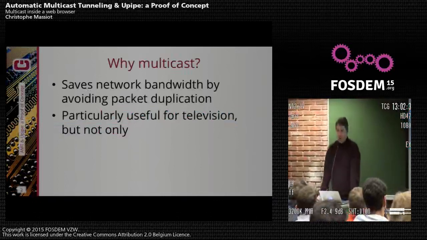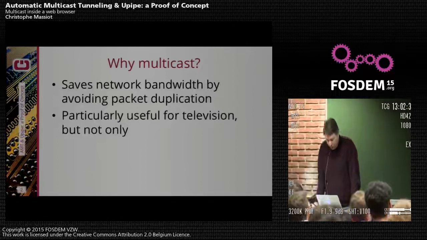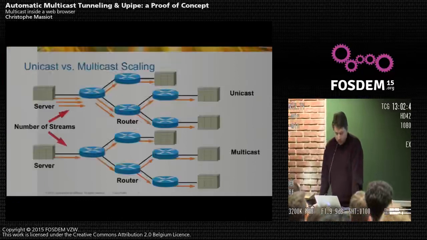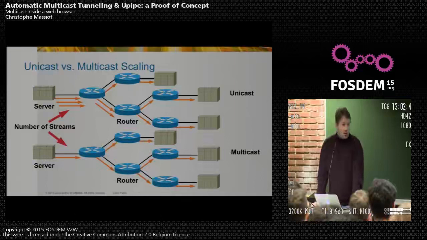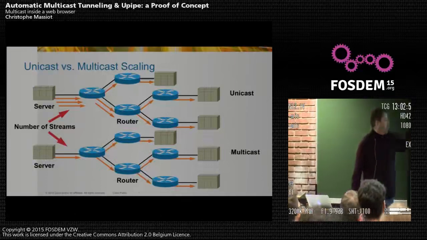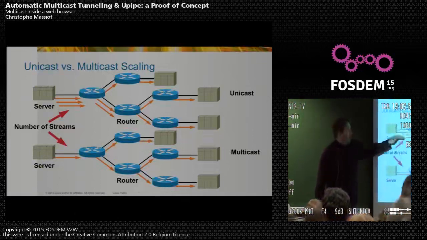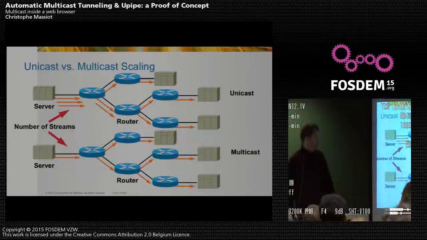So why do you want to do multicast? Because it saves network bandwidth by avoiding packet duplication. And of course it is particularly useful for television, but not only. How does it work? In a unicast environment, for each client, the server has to output the data once. So there is duplication here 3 times, here 2 times of the data in the backbone.